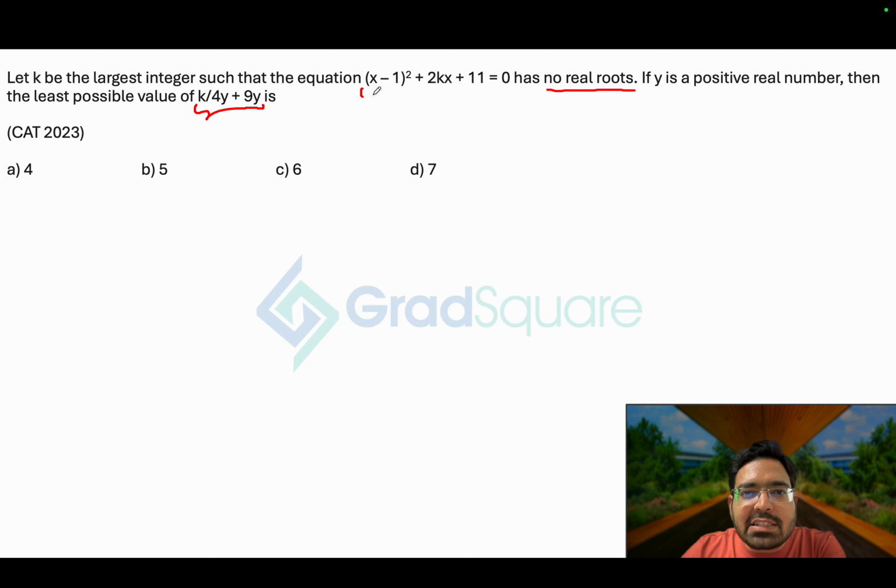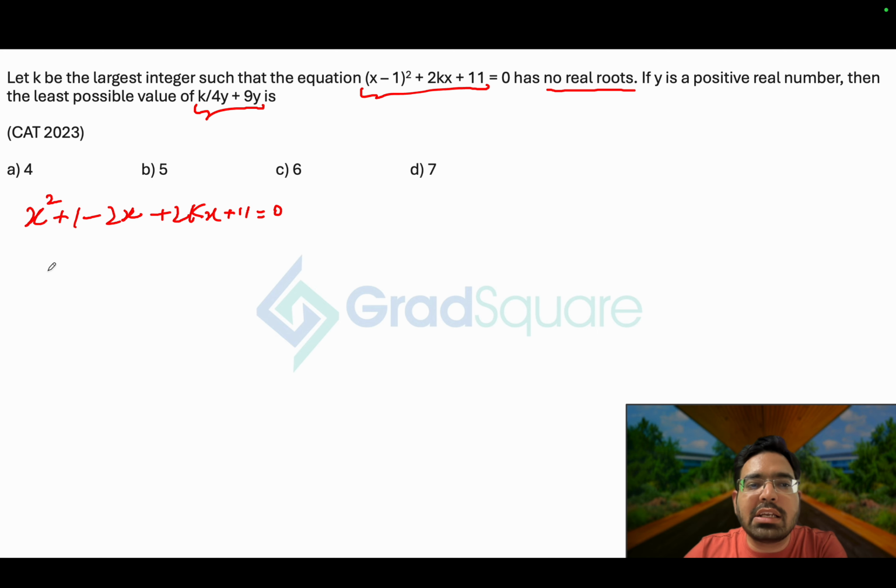Let me express this first as a quadratic equation. This is seemingly like a quadratic equation at the moment, but it is not, because your value is (x minus 1) square. So break this down into the conventional quadratic equation format. It will become x square plus 1 minus 2x plus 2kx plus 11 equals 0. Clear? So your x square will come over here, minus 2x I can take common, so it will become (1 minus k) plus 12 equals 0.